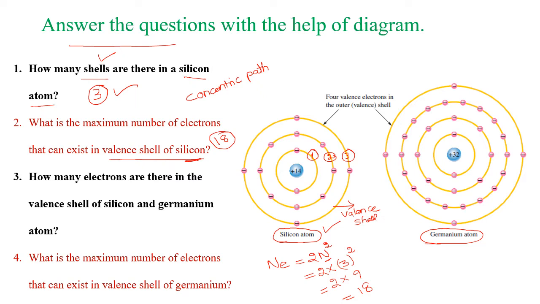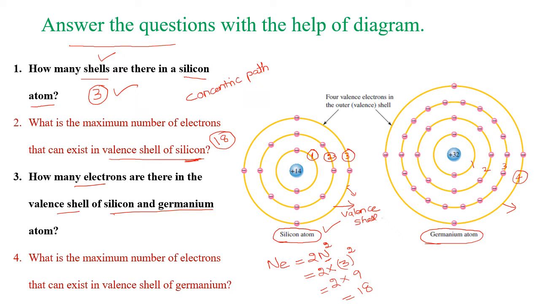Then let's move to the third question. How many electrons are there in the valence shell of the silicon and germanium atoms? Here we have to look at both atomic structures, silicon as well as germanium. In silicon, the valence shell is this one, and for germanium, the valence shell is this one. This is the first shell, second shell, third, and fourth shell. So the fourth shell is the valence shell for the germanium atom, and the third shell is the valence shell of the silicon atom.